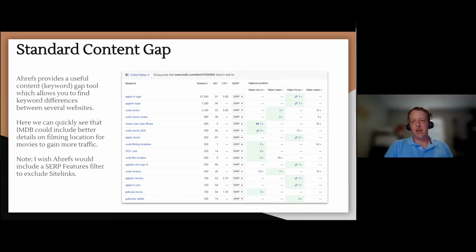One note here is I wish Ahrefs would include a SERP feature filter here to exclude site links. Site links typically denote navigational queries, and I like to stay away from navigational queries if I can, since those tend to rank higher and be less likely to drive traffic than others. So that would be a good add if anyone from Ahrefs is listening.